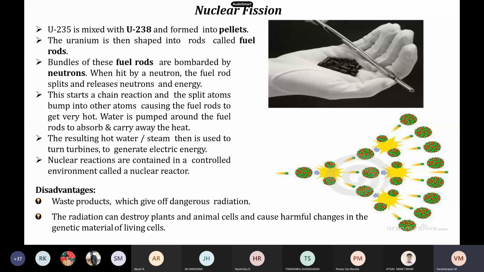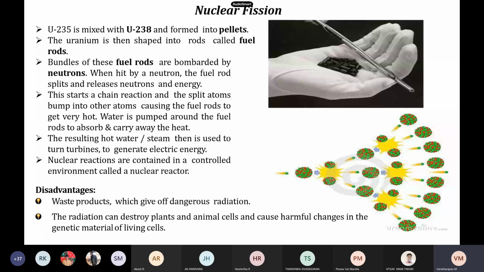Uranium 235 is mixed with uranium 238, formed into pellets, and shaped into rods, which are called fuel rods. This bundle of fuel rods is bombarded by neutrons. Bombardment is nothing but hitting. And when it is hit by a neutron, what happens? The fuel rod splits and releases neutrons, and the enormous amount of energy is utilized to make steam, and that steam is used to drive the prime mover. That is what happens in a nuclear power plant.